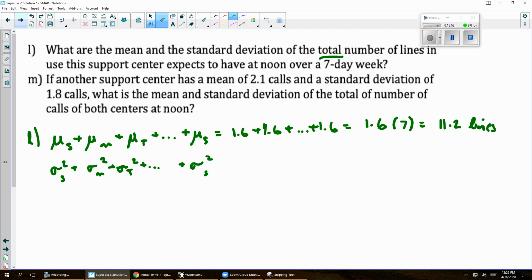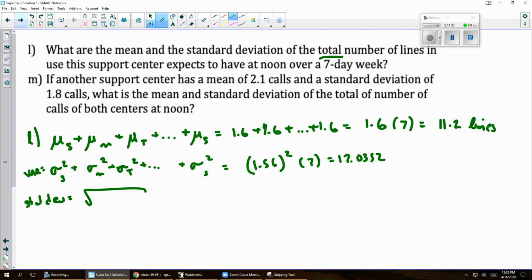So if the days are independent of one another, then my new variance, so this is going to be the variance, not the standard deviation, is going to be 1.56 squared times 7. There's 7 of those. And if I work that out, 1.56 squared times 7, that's 17.0352. And so the standard deviation is the square root of that, which is 4.13.